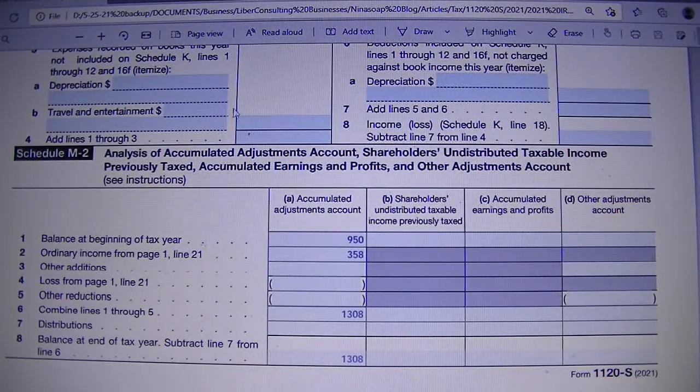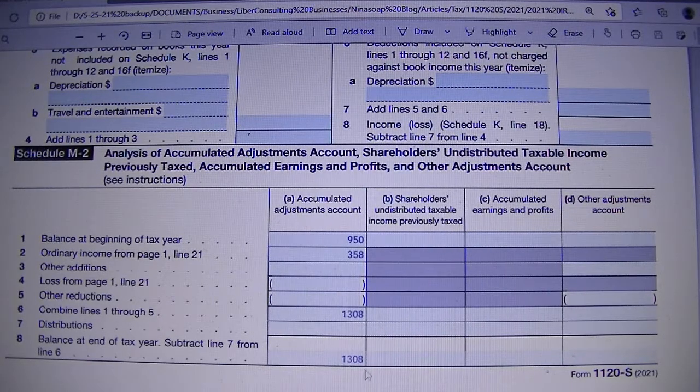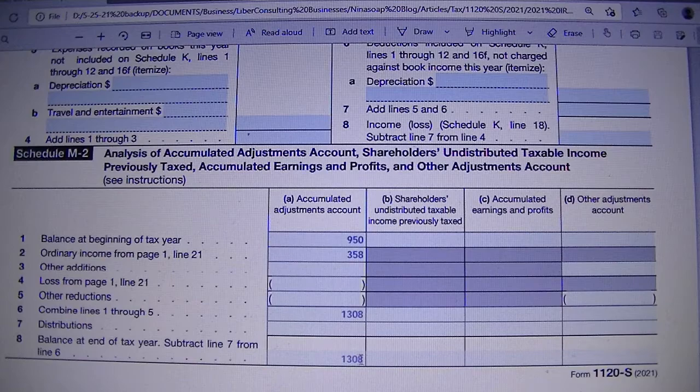So at the beginning of the year, if that's your first year or you didn't have profit last year, then that will remain blank. But since last year was $950, we put $950 there. And pretty much what you end the year with, if you have profits, the following year you are completing it, that will go at the beginning of the year. So our ordinary income from page 1, 358, will be added to it. Any other addition or loss or other reduction, and then you'll total them all to line 5, which is 1,308. No distribution, so the balance will be the total minus the distribution, which is 1,308.